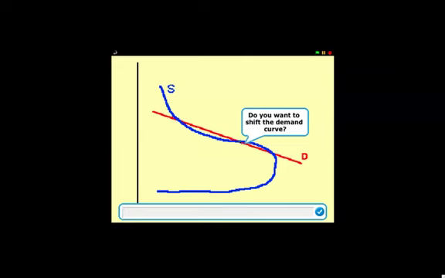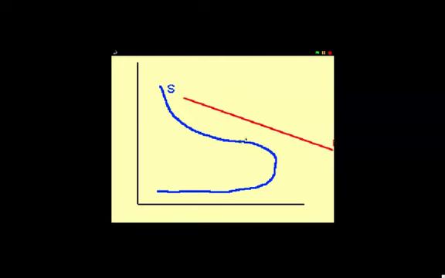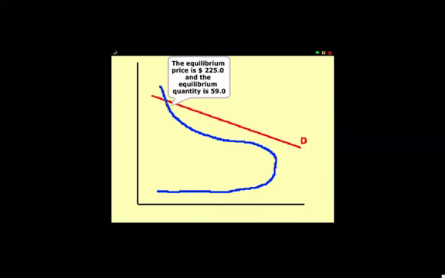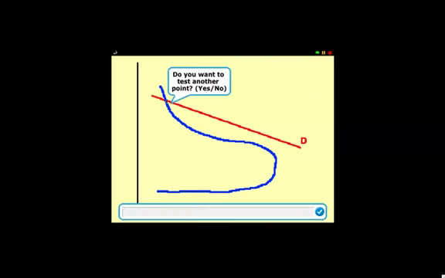You can also shift the demand curve to see how different levels of consumer demand changes the equilibrium points. So for example, if we move the demand curve up here, the new equilibrium point is over here, where the price is higher and the quantity is actually lower. So this gives you a chance to test out different equilibrium points and to see how the demand affects the price and equilibrium quantity.